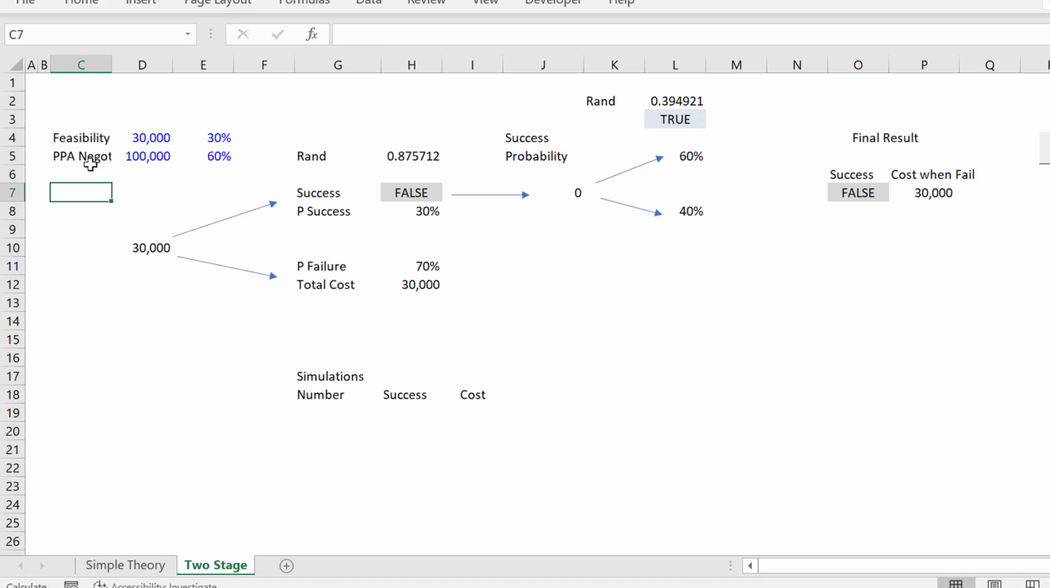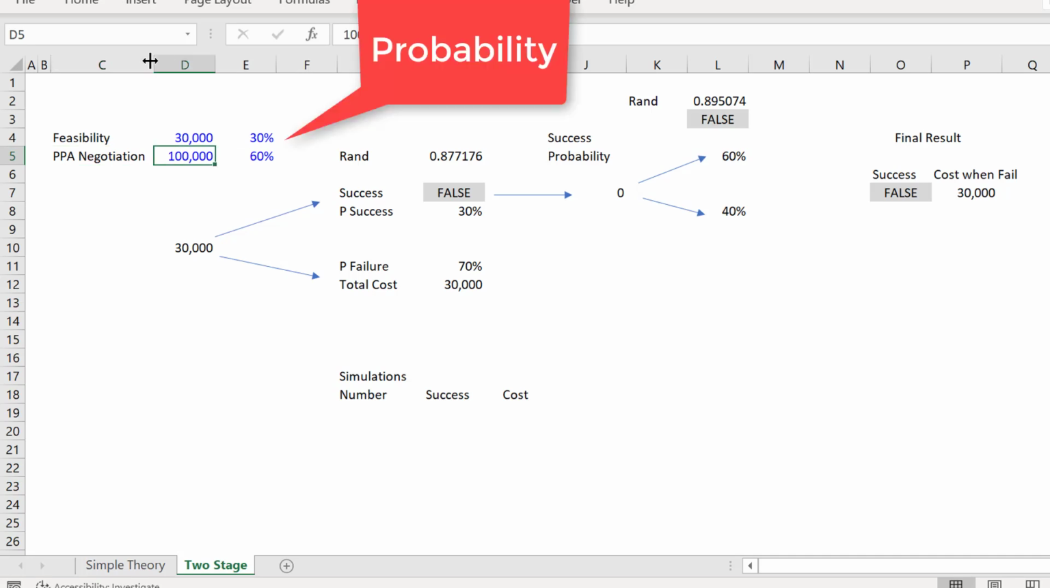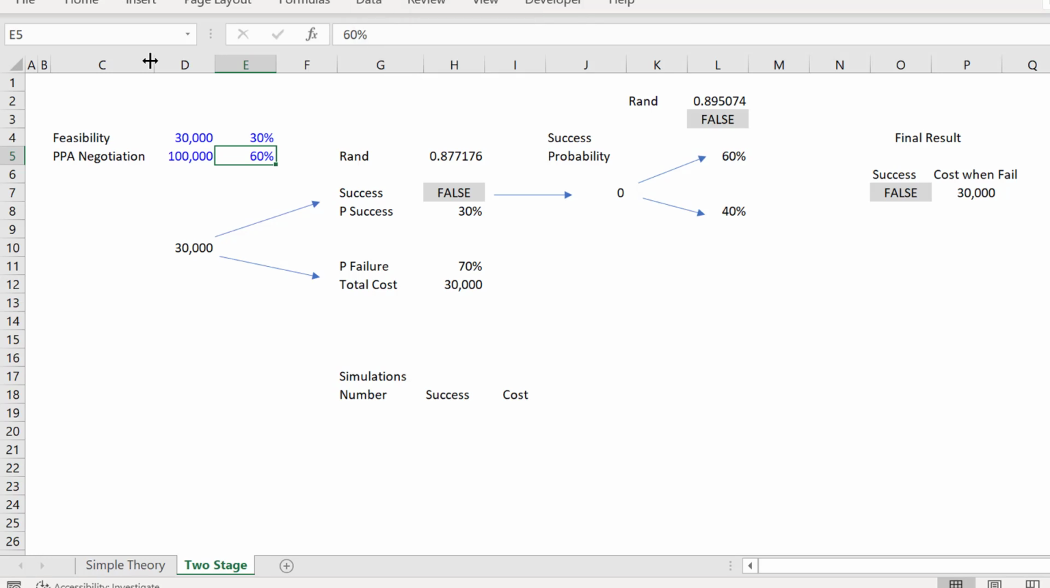Those are our two stages, and there's a certain probability that the feasibility study will work or not, and we spend 30,000 for that, and then we have to spend 100,000 to make our PPA negotiation work. How much should our development fee be in theory?